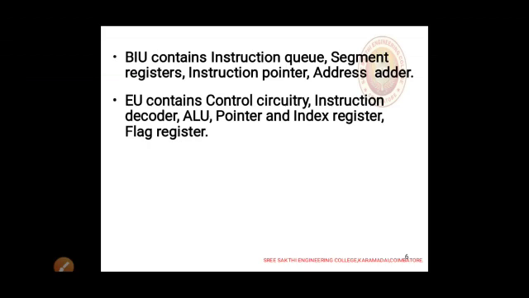The EU contains the control circuitry and instruction decoder. The decoder circuit is used to decode the instruction fetched from the BIU. And the ALU is used to perform the arithmetic operations of the 8086 processor. Next one is the pointer and index registers. Here it has 2 pointer registers and 2 index registers: base pointer and stack pointer. The index registers are the source index and destination index registers. Next one is the flag register. The flag register is used to store the result of the arithmetic operations.